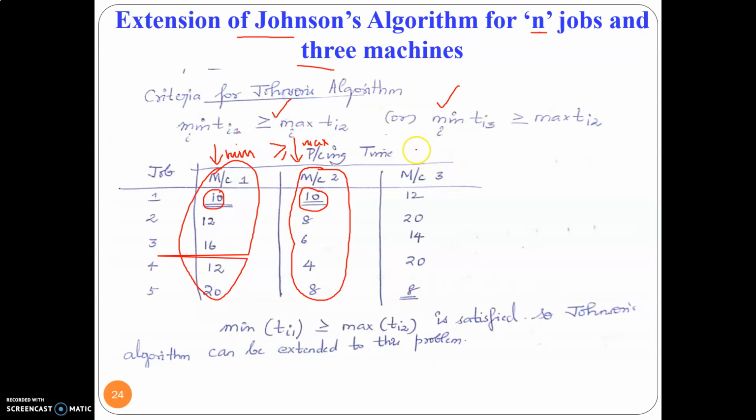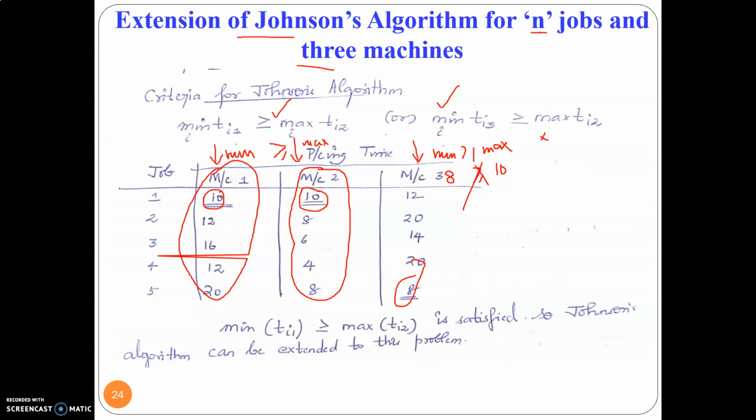If you go by the second criteria, I have to find out the minimum processing time in the third column. This minimum time should be greater than or equal to the maximum time which I found in the second column. Here the minimum is 8 and the maximum we found was 10. So here the criteria is not satisfied, that is, 8 is not greater than or equal to 10. Out of these two criteria, if any one is satisfied, I can apply the extended Johnson's algorithm. Here the first criteria is satisfied, so obviously I can apply the Johnson's extended algorithm.